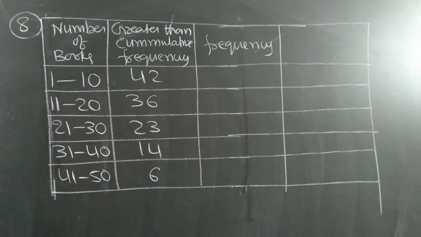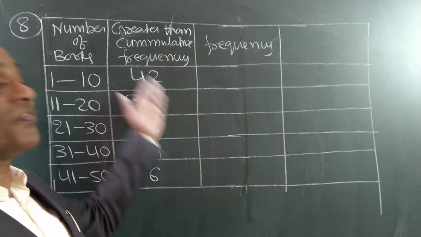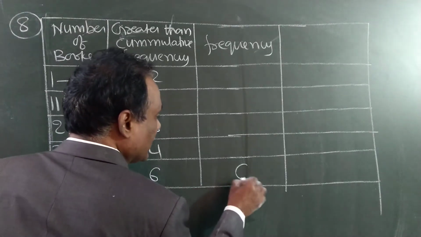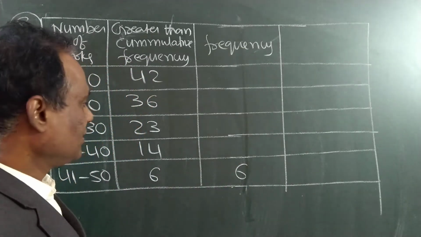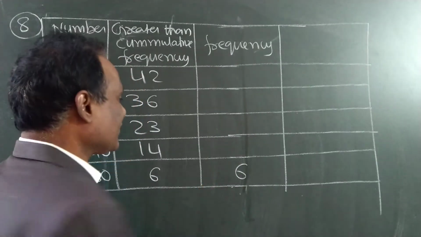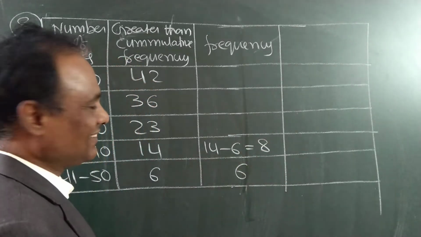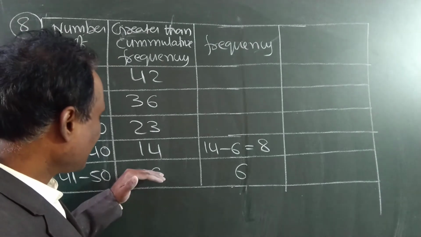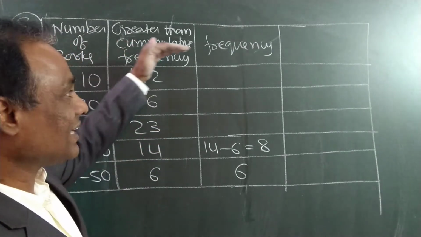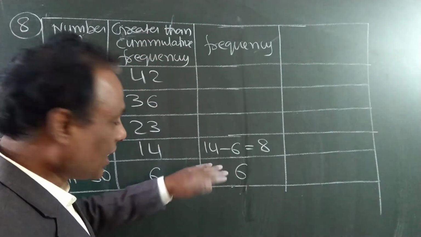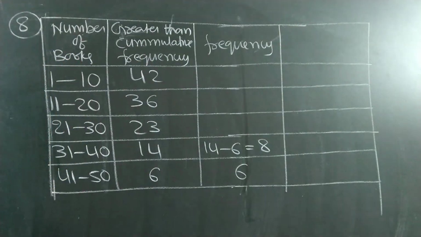In greater than cumulative frequency, frequencies are added from the bottom. This is 6. 14 minus 6 is 8. It is the same process for finding the frequency when LCF is given. There we did it from the beginning. Now we are doing it from the end.